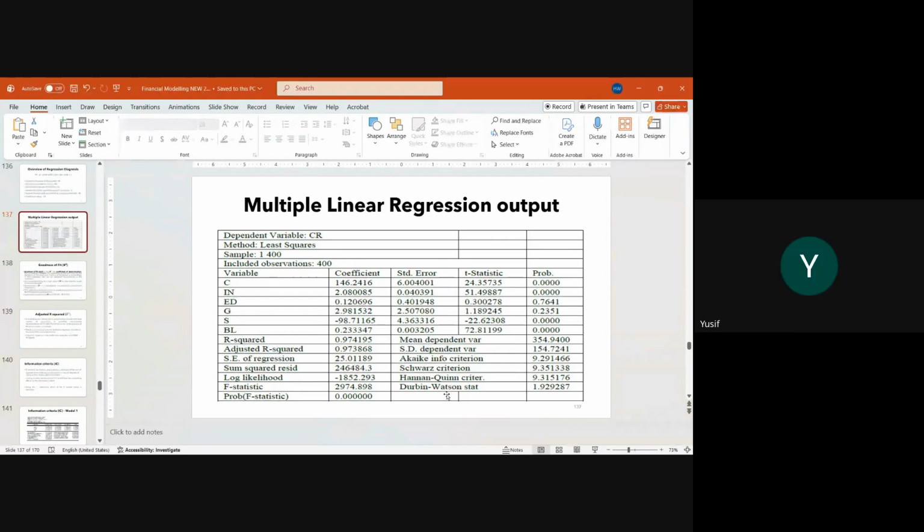That's the interpretation. So the variation you see in the dependent variable by virtue of the independent variables changing, that's what the R squared means. It explains the variation in the dependent variable as a result of change in the independent variables. All right.